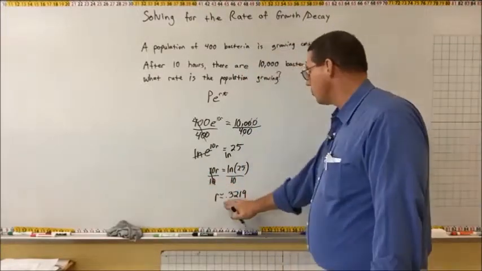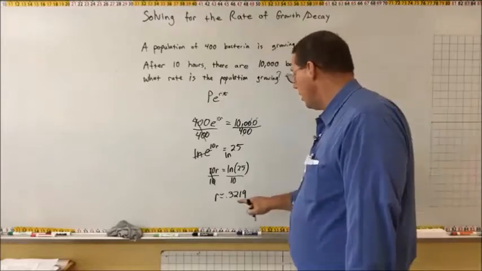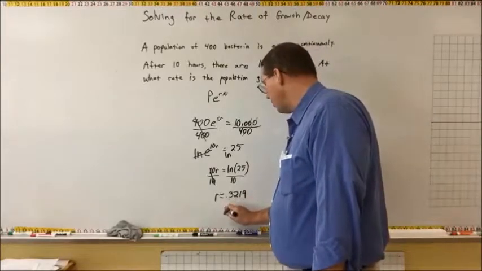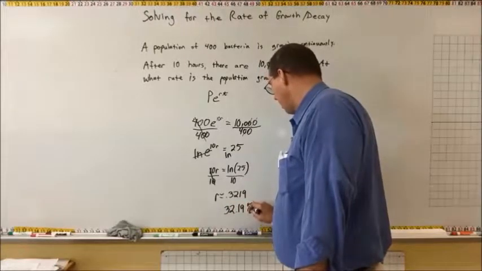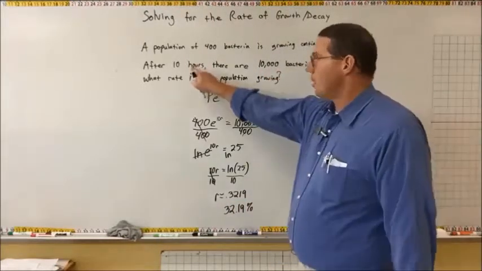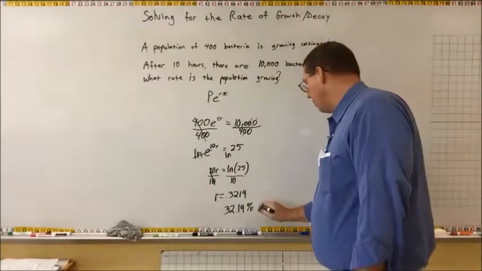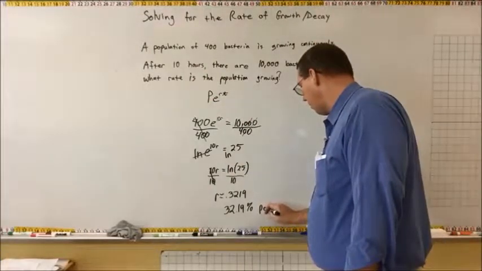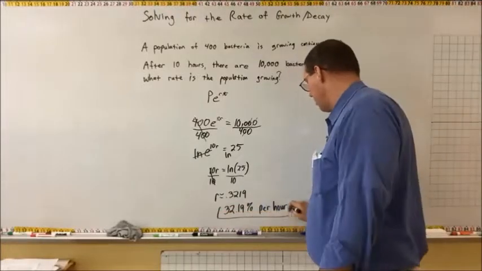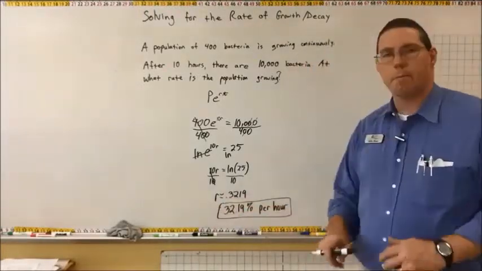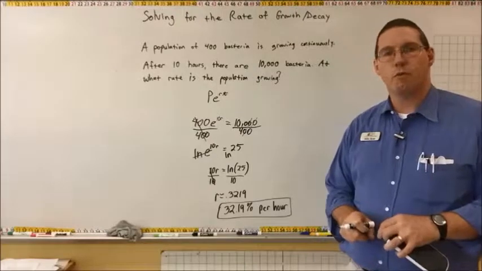And so we can now turn this into a percentage, and 0.3219 as a percentage is 32.19%. And then, because it's growing in hours, we would say that it's 32.19% per hour. Okay, so that is our rate, our percentage rate of growth.